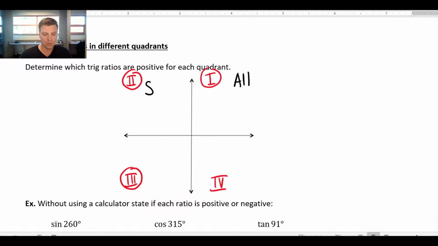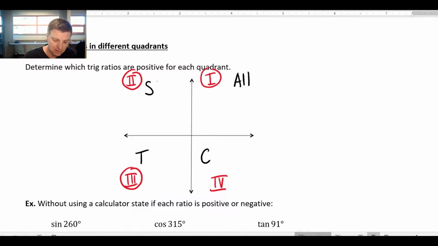As we keep going around, when we get into the third quadrant here, both my x and my y coordinates are going to be negative. That means sine is going to be negative and cosine is going to be negative, but remember, tangent is the ratio of those two. And a negative divided by a negative is a positive, which means tan is going to be positive in the third quadrant. And in the fourth quadrant, your y-coordinate is negative, but your x-coordinate is positive. So in the fourth quadrant, your cosine ratio is going to be positive. So they're all positive in the first, sine is positive in the second, tan is positive in the third, and cosine is positive in the fourth.